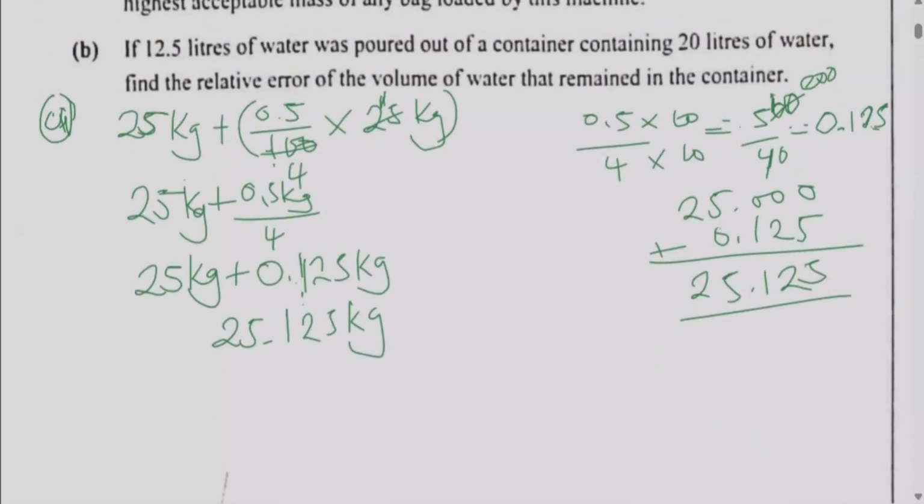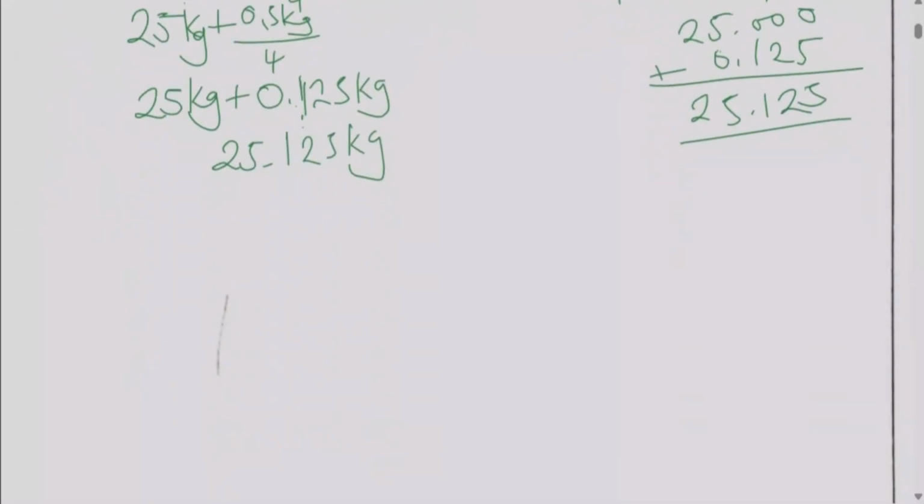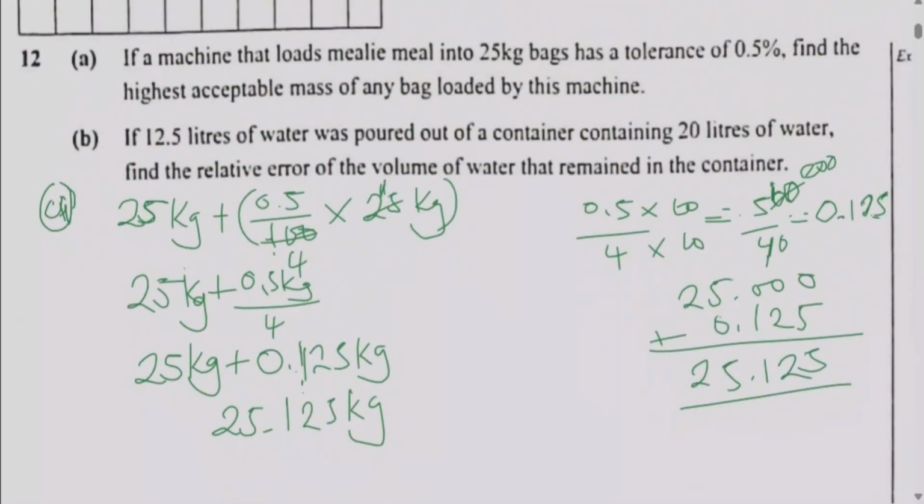Now let's go to the second question, 12b, which is: if 12.5 liters of water was poured out of a container containing 20 liters of water, find the relative error of the volume of water that remained in the container. So we are told there is 20 liters of water in the container and 12.5 was poured out. We need to find the relative error of the volume of water that remained in the container.